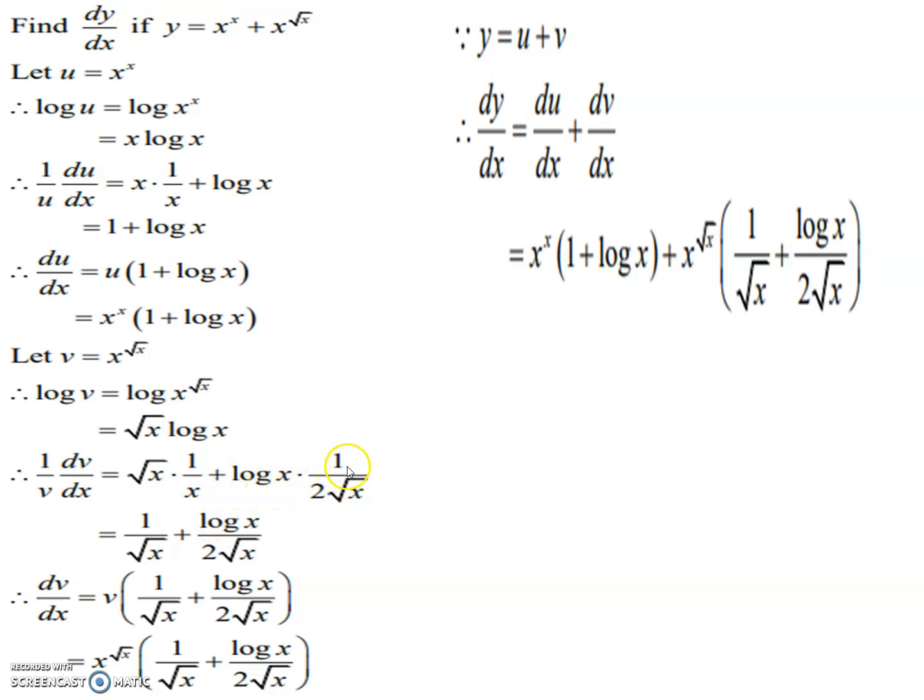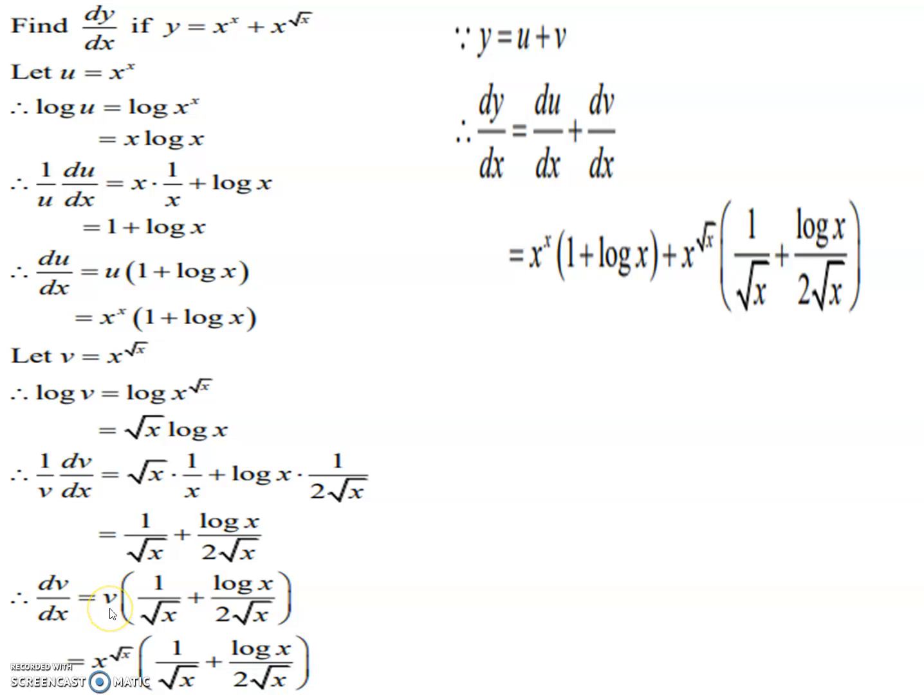What is the derivative of root x? 1 upon 2 root x. So 1 upon root x, how is it possible? Yes, we know that root x whole squared is x. So one root gets cancelled, and in the denominator we retain 1 upon root x plus log x upon 2 root x. Now we shift the v to this side. dv upon dx is equal to v times the bracket of 1 upon root x plus log x upon 2 root x.